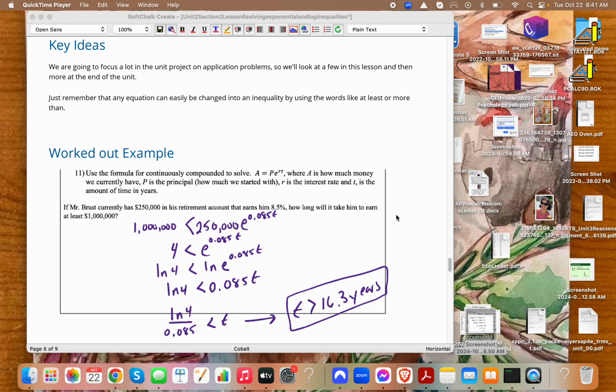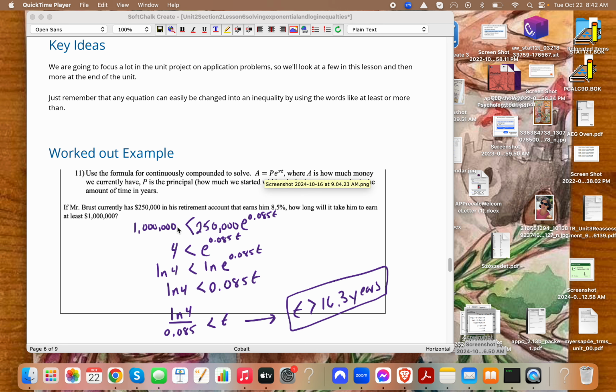So we have Mr. Burst, he currently has $250,000 in his retirement account, and it earns 8.5%. Look and see whether that's possible today, because you'll never get that kind of interest. How long will it take him to earn at least $1 million? All right, so we have to not use an equal sign here. We're working with inequalities because it says at least $1 million. So we want how much he's earning to be bigger than $1 million, because we want him to have at least $1 million. And we probably could include an equal sign there either way.